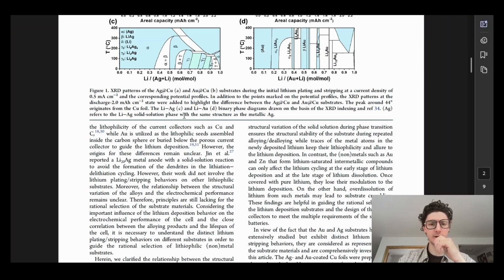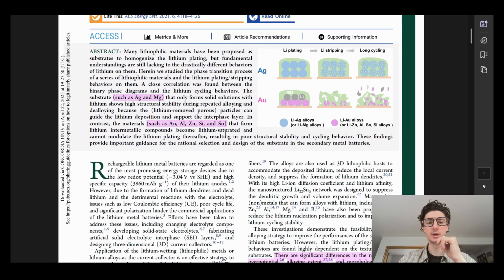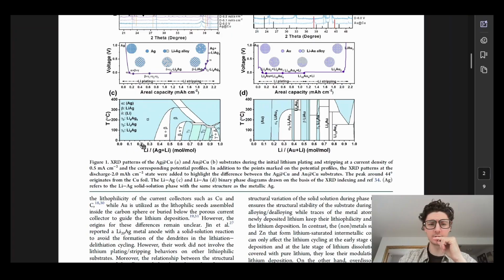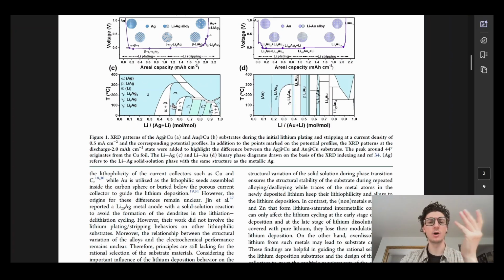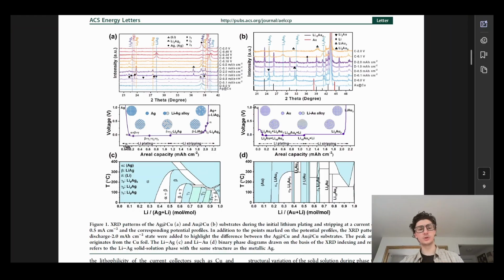C and D over here are lithium silver and lithium gold binary phase diagrams. So this is alluding to the title here, phase diagram determined. I'm honestly also a little unsure of how to read these phase diagrams. I've seen them for water and stuff like this, but not anything like lithium and gold. Drawn on the basis of the XRD indexing and reference 34. Ag refers to the lithium-Ag solid solution phase with the same structure as the metallic silver. Okay, this is some interesting research here.